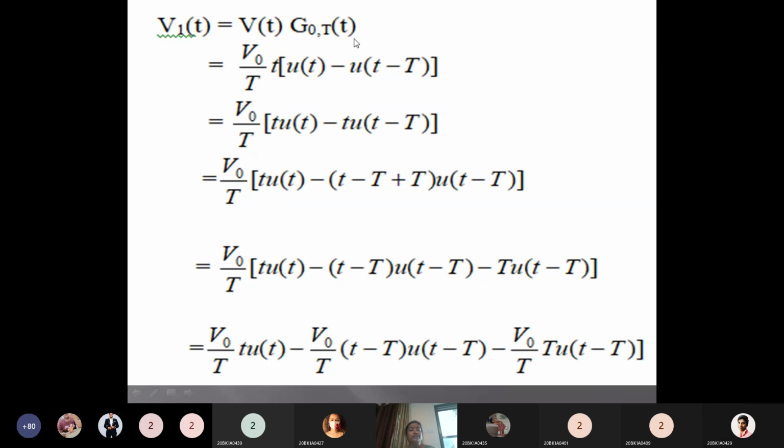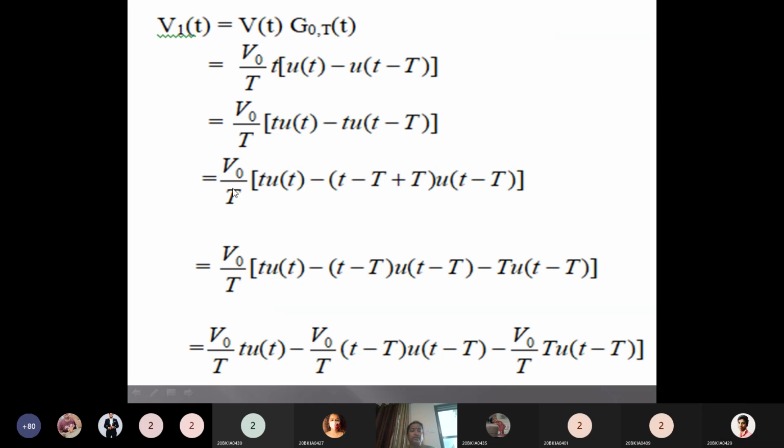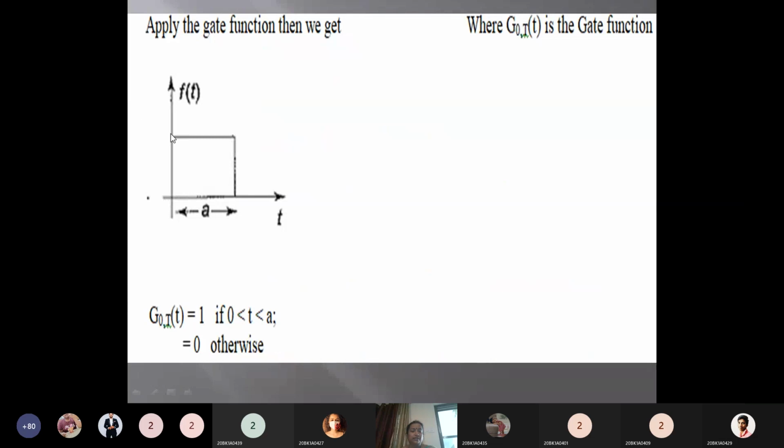Now, what is the gate function here? According to this gate function, we have to calculate this particular Laplace transform. How you are going to write the gate function, I'll show you. This is a gate function. According to this gate function, you know already u of t, that is the step function.